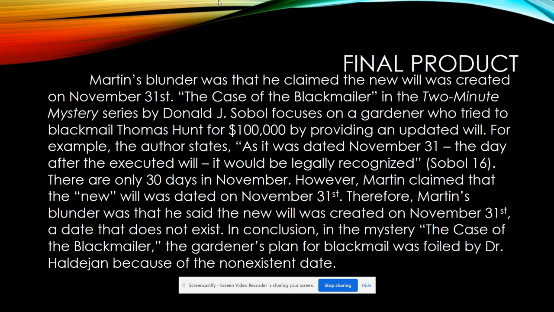For example, the author states, as it was dated November 31st, the day after the executed will, it would be legally recognized. There are only 30 days in November. However, Martin claimed that the new will was dated on November 31st. Therefore, Martin's blunder was that he said the new will was created on November 31st, a date that does not exist. In conclusion, in the mystery, the case of the blackmailer, the gardener's plan for blackmail was foiled by Dr. Haldejand because of the non-existent date.